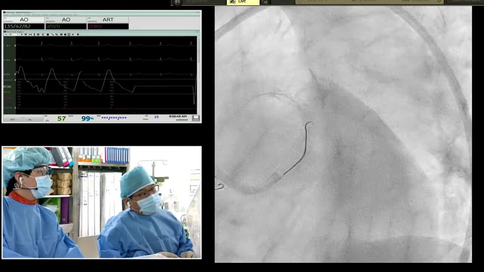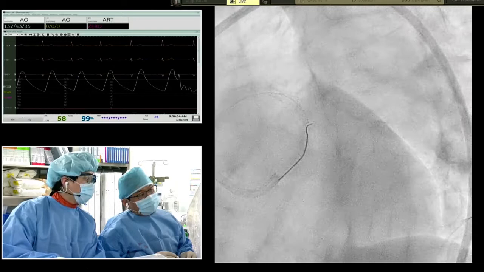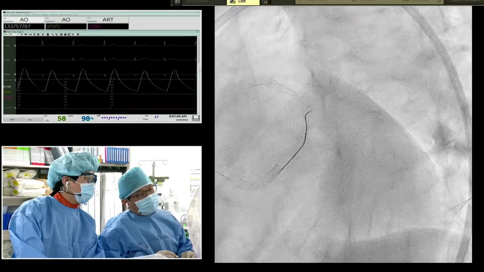Dr. Margolis was mentioning the hairpin technique here to get into the circumflex if you need it. I didn't know that's what it was called.